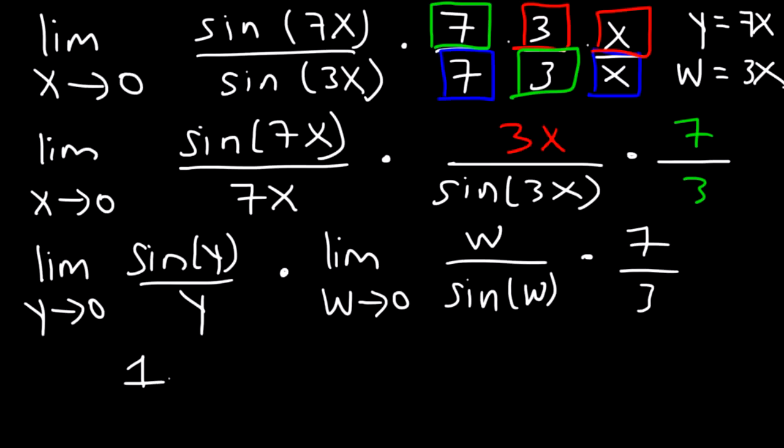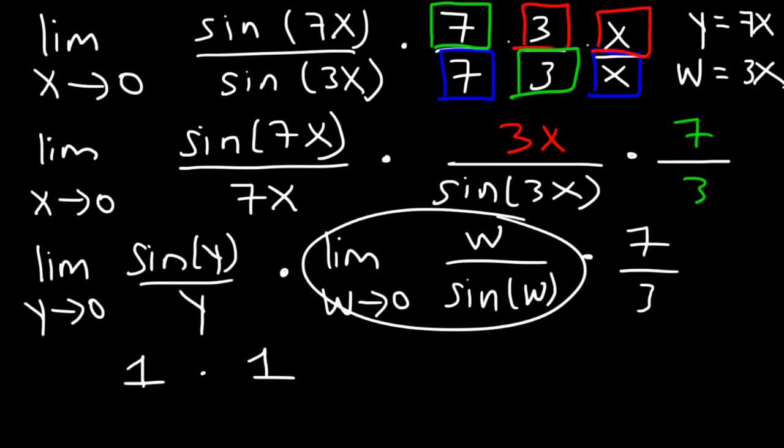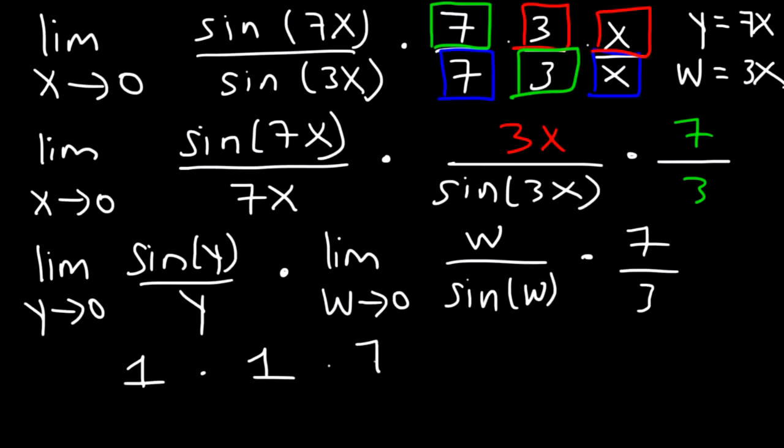So therefore, this becomes 1. This expression is also 1. And then times 7 divided by 3. So the final answer is 7 over 3. And that's it.